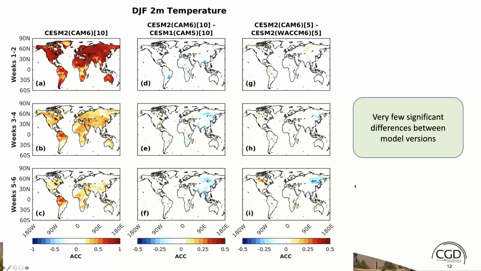And looking at spatial patterns, so we thought maybe there would be some differences in spatial patterns where the skill is between the models, because they do have different features. One has a stratosphere, etc. But the answer to that is also there are very few differences between the model versions. So on the left here, you have the ACC for DJF 2-meter temperature in CAM6, which is kind of what is going to be our basic model. And you do see skill declining as you go into weeks 5, 6.